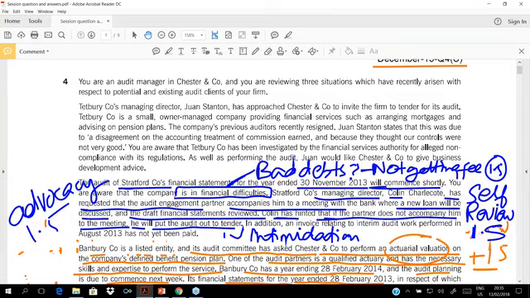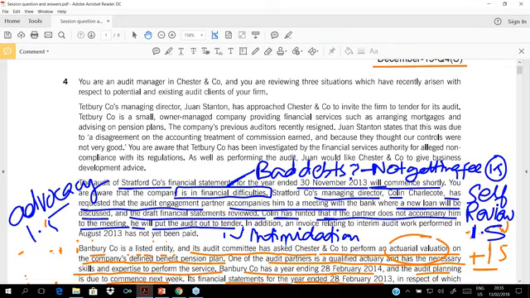Okay, so we have intimidation, 1.5 marks. We have self-review, 1.5 marks. We have advocacy, 1.5 marks. So it's all right, 4.5 marks. Bad debts already making you 6 marks. We didn't write any action. We're still getting marks by writing issues. You need to balance yourself. You got 4 issues, 1.5 marks each. You got 6 marks done.